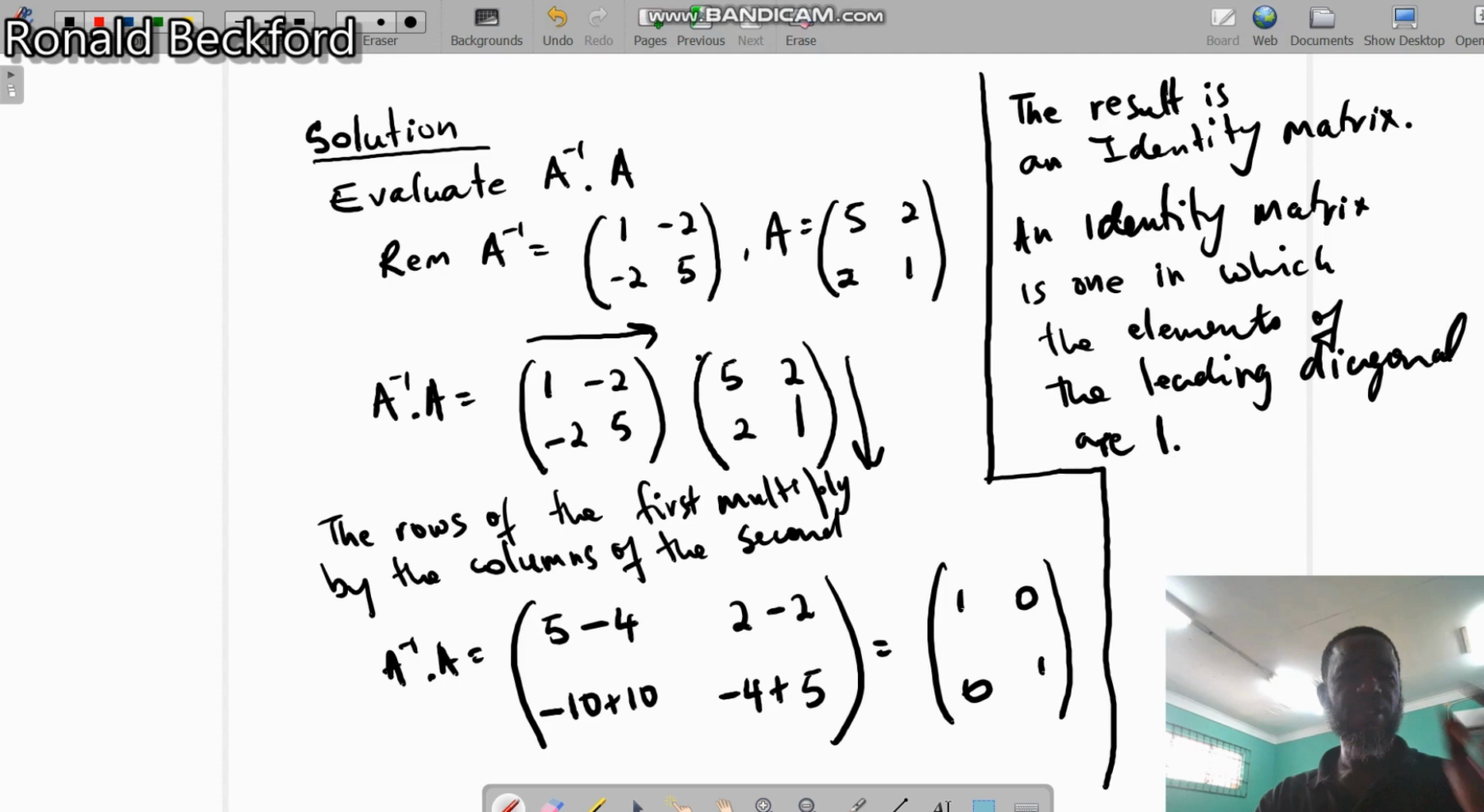We can conclude then that whenever we multiply a matrix by its inverse, then the answer is going to be equal to an identity matrix. Okay, so therefore we can conclude that A inverse times A is equal to I, an identity matrix. So that's how you go about doing these types of questions. Once you are asked to multiply a matrix by its inverse, then you know that the answer is going to be equal to an identity matrix. We will do some more of these questions in subsequent videos.